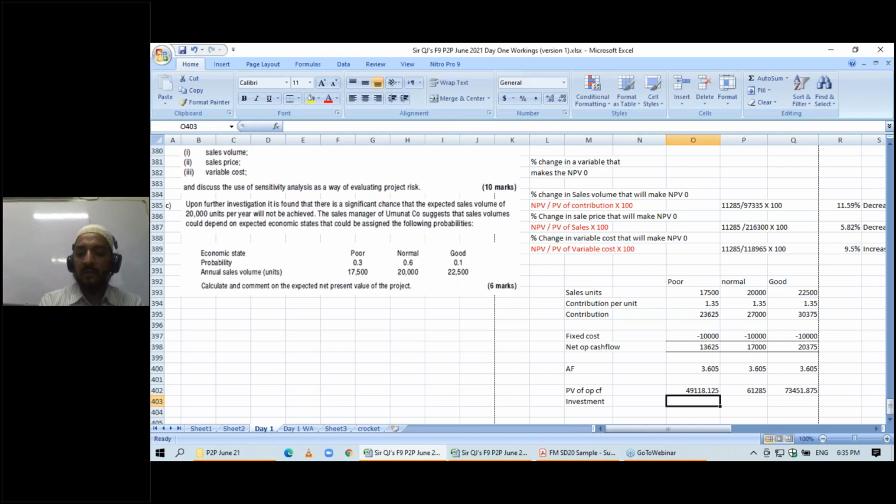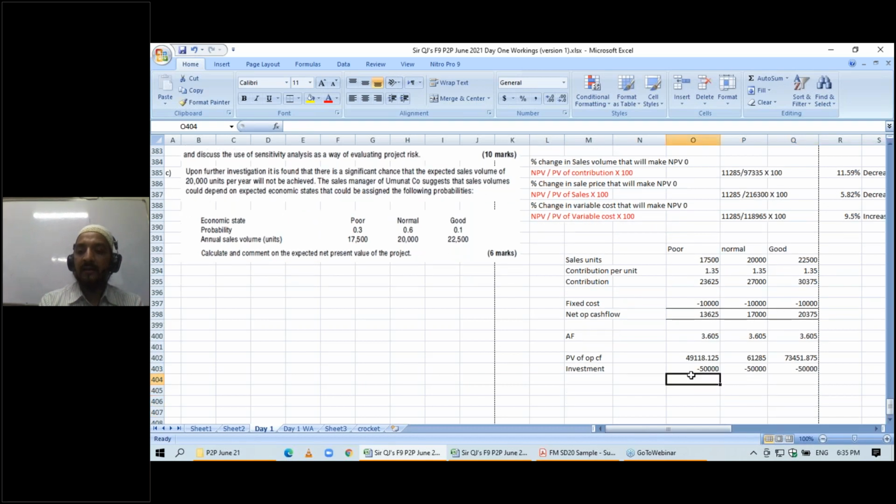So the initial investment is 50,000. So in all the cases, I have deducted 50,000, which is the initial investment. Only the sales volume was changing. So I'm calculating 3 NPVs at 17,500 level, at 20,000 level, and at the 22,500, the good level. Now see, at the poor level, the NPV is negative.